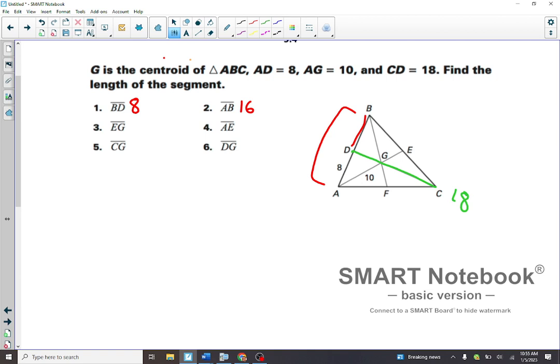BAG is the long part. Not only does it look like the long part, it's the part that hits the angle. So hitting the corner of the room is farther than hitting the wall. Because of that, this is 10. GE is going to be half of the 10, so that's 5. AE is both of them added together, 10 plus 5 is 15.